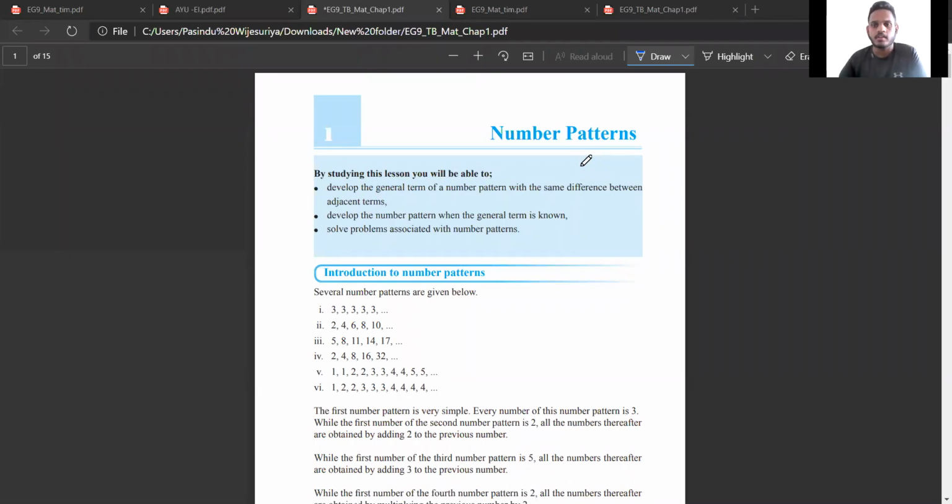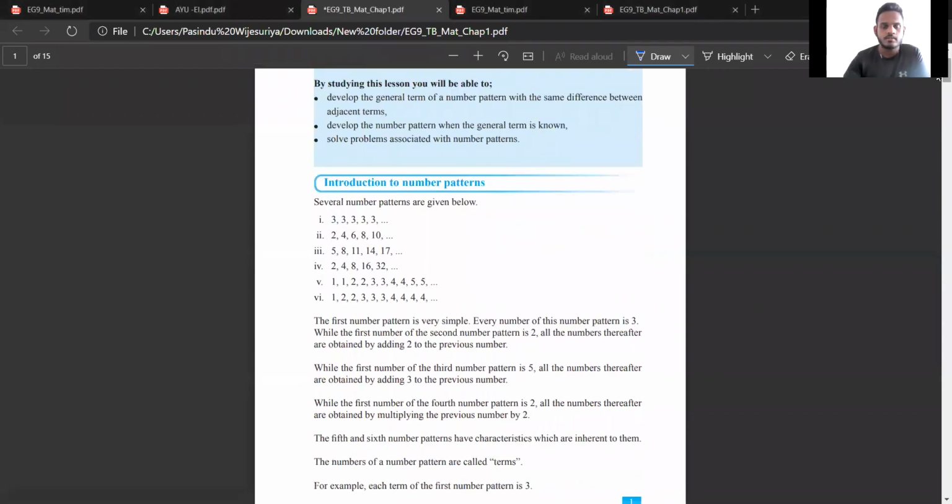I will be briefing the examples and introductions that they have given, and I will be focusing a lot more on the questions that they have given for you all to do as maybe homework. I won't be blabbering much on the theory which they have given as examples, but when doing the calculations, I will bring out the theory parts which are necessary. So just for a start, you can see the part of introduction to number patterns and several number patterns.